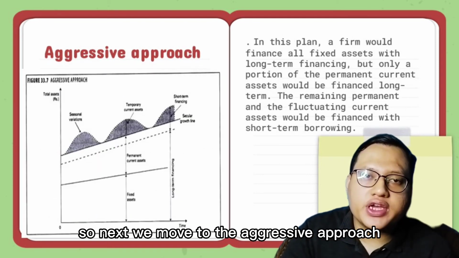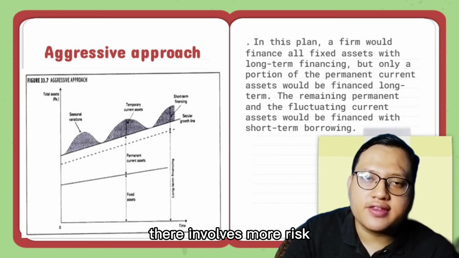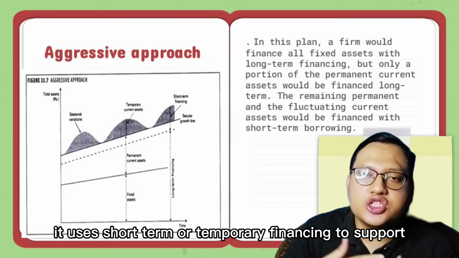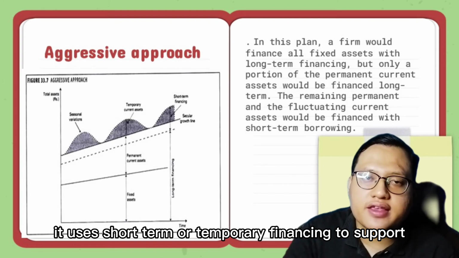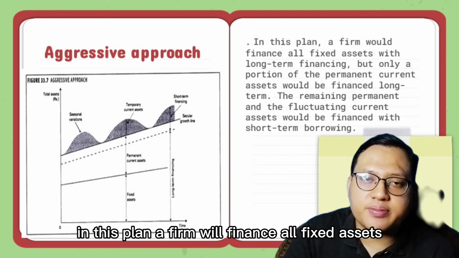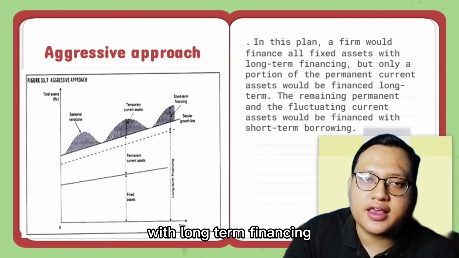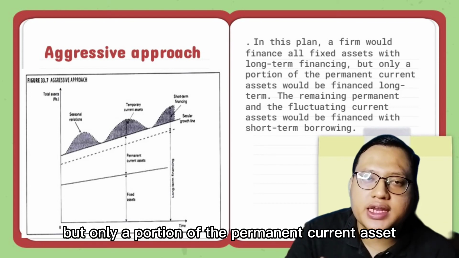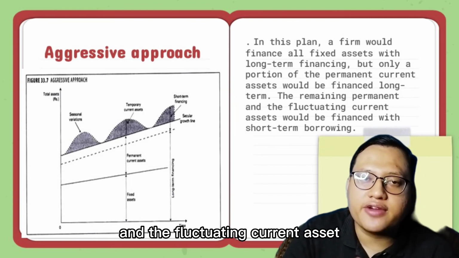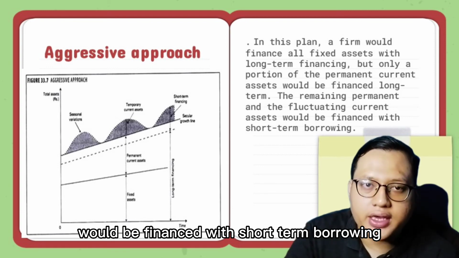So next, we move to the aggressive approach. In this strategy, there is more risk as it only partially matches the maturity of assets and liabilities. It uses short-term or temporary financing to support a relatively large portion of current assets. In this plan, a firm would finance all fixed assets with long-term financing, but only a portion of the permanent current assets will be financed long-term. The remaining permanent and the fluctuating current assets will be financed with short-term borrowing.